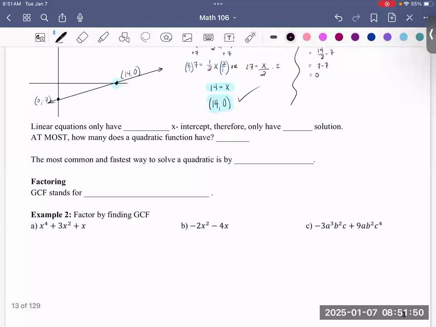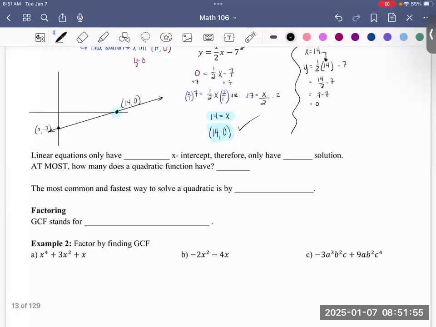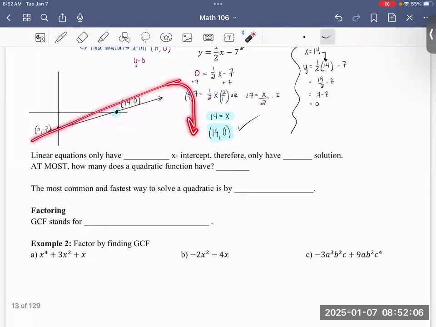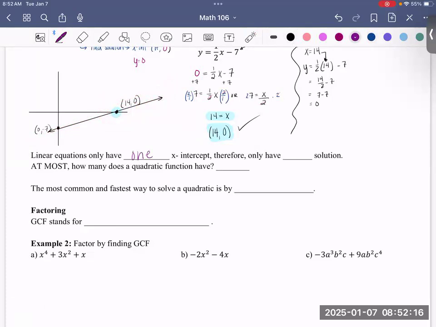Now, linear equations, lines, how many solutions do they have? In order to stay linear, it means that we only have, as we see, this one solution. Lines are nice and straight. We cannot dip back down to try and touch your x-axis again. So we only have one solution, one x-intercept. Now, if we talk about quadratics, at most, how many does a quadratic function have?